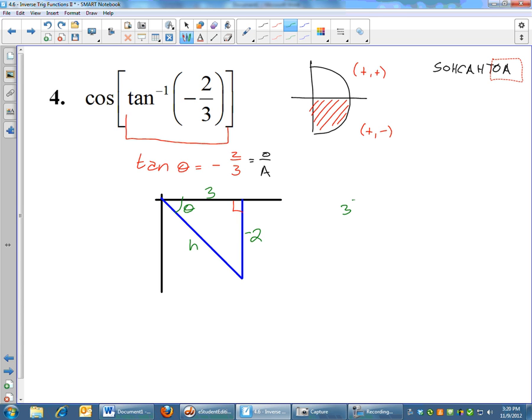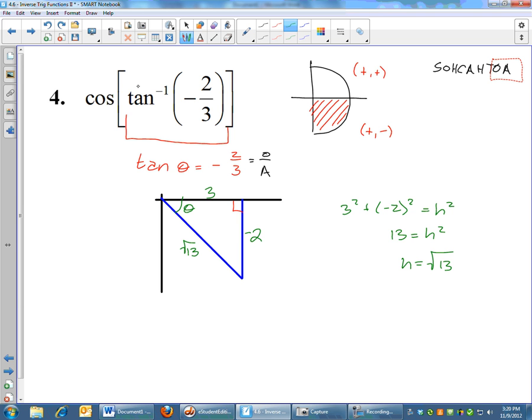So 3 squared plus negative 2 squared is equal to my hypotenuse squared. 3 squared is 9. 2 squared is 4. 9 plus 4 is 13. And I get a hypotenuse of square root 13. So I take out the h and I put in square root 13.